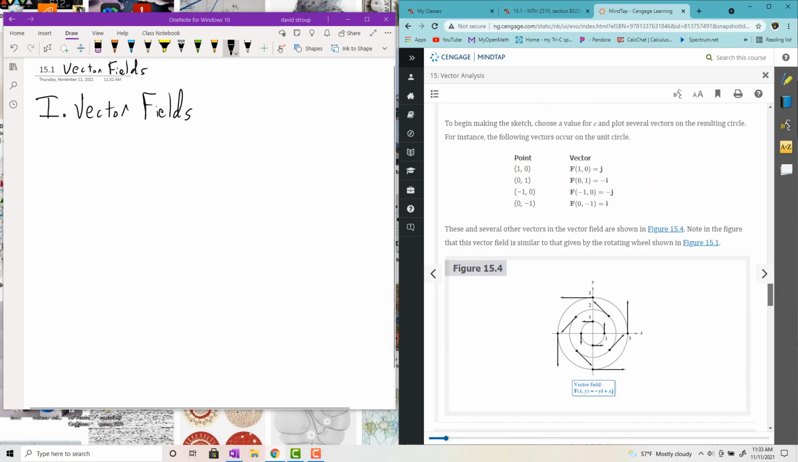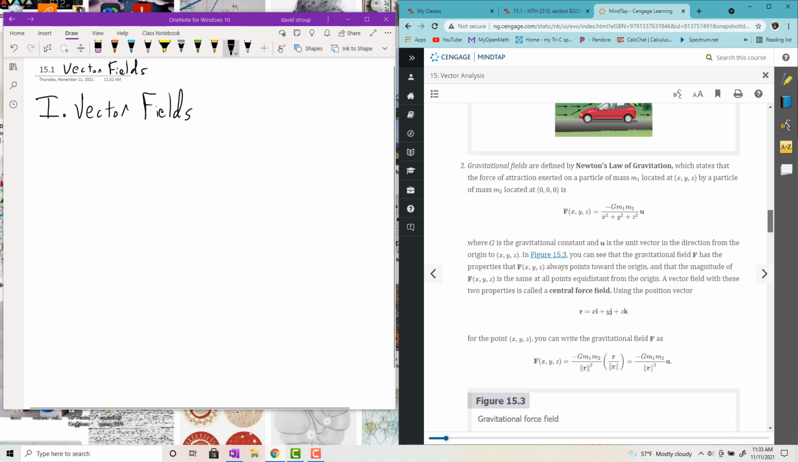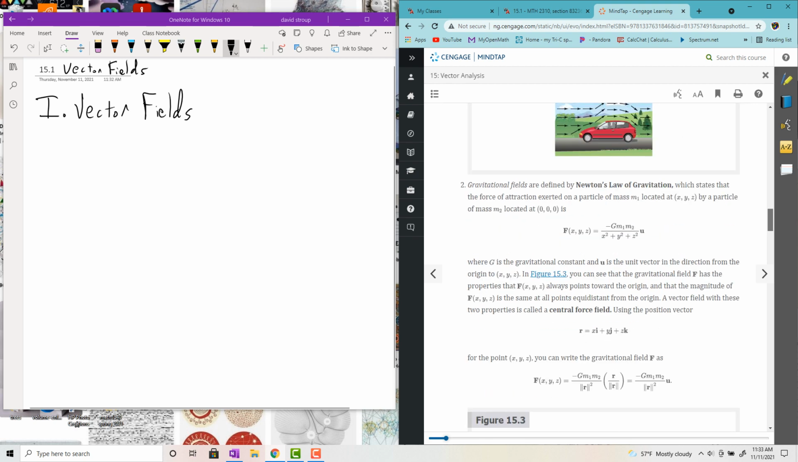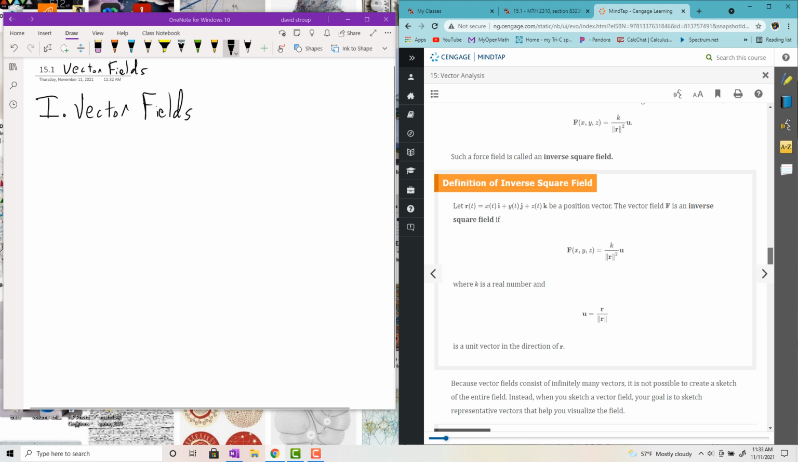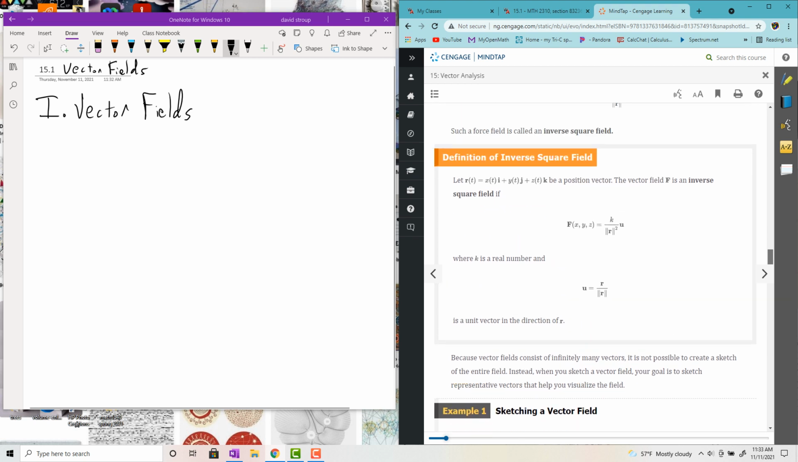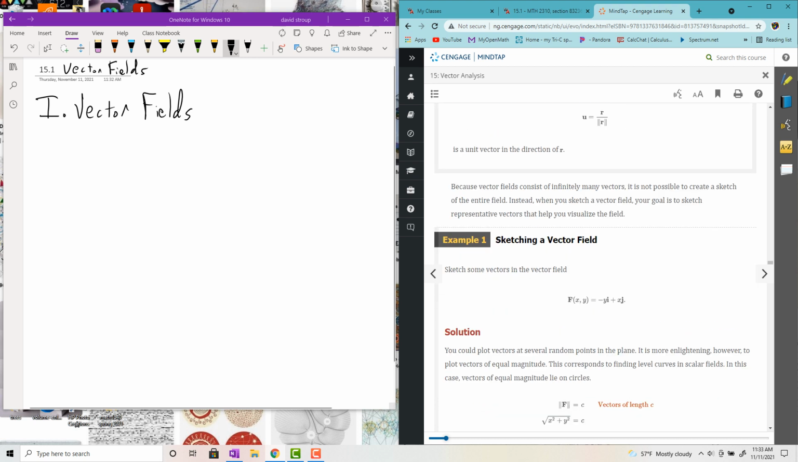We begin with just sketching these, and then we'll go through and talk about certain types of vector fields, like the gravitational field, in particular inverse square fields, which all have a common characteristic that we'll talk about in a bit. But let's just work with sketching first. So part A, sketching, and look at example 1.